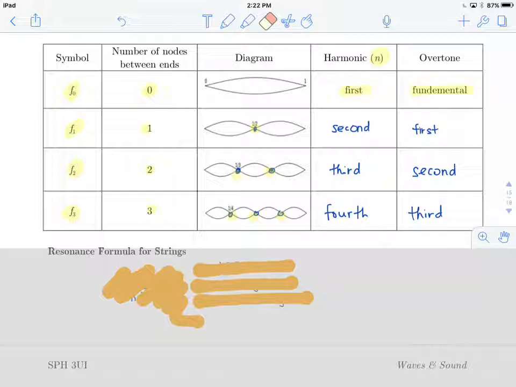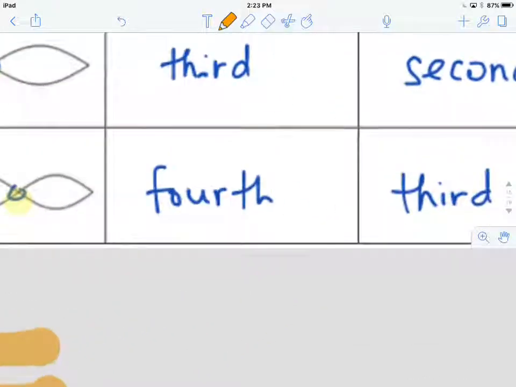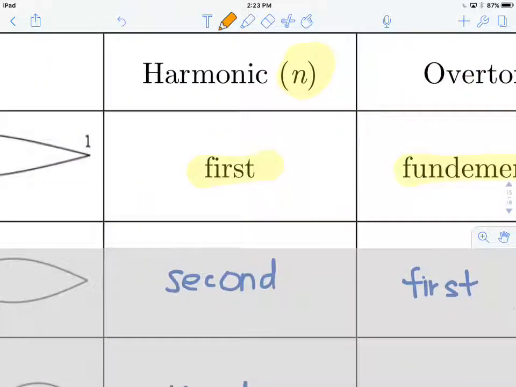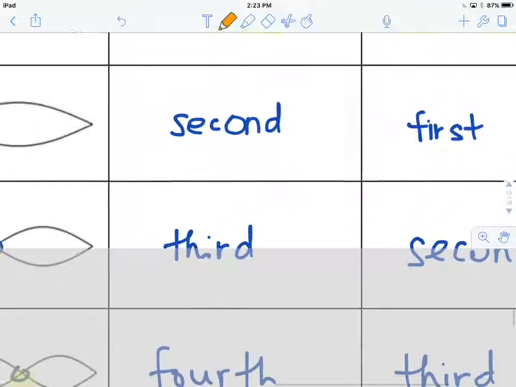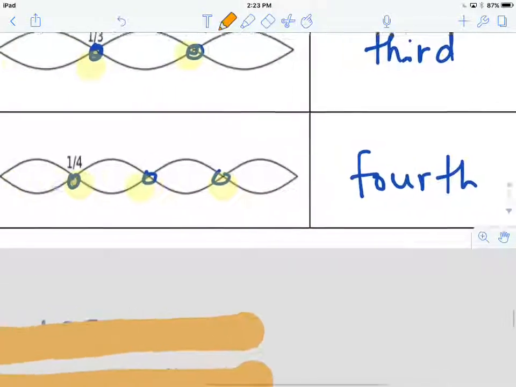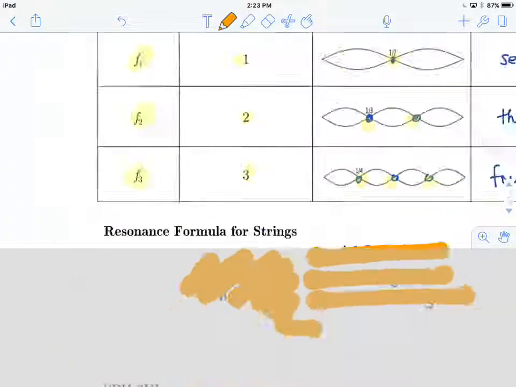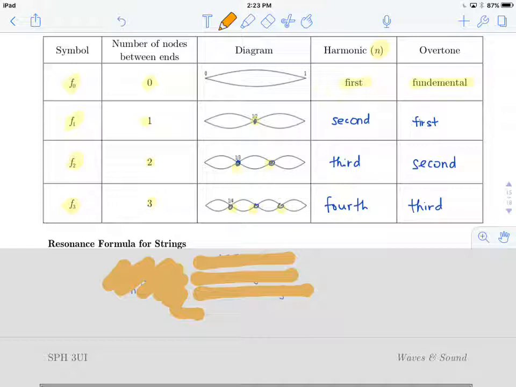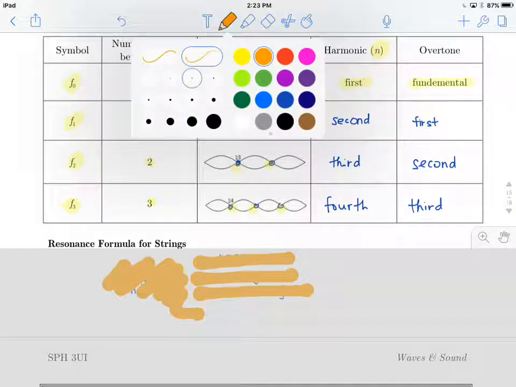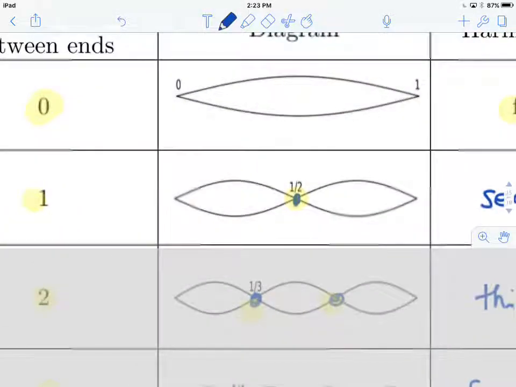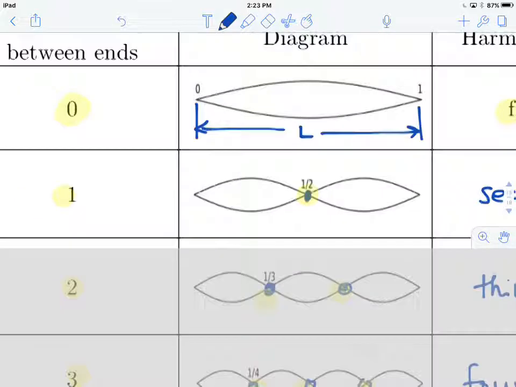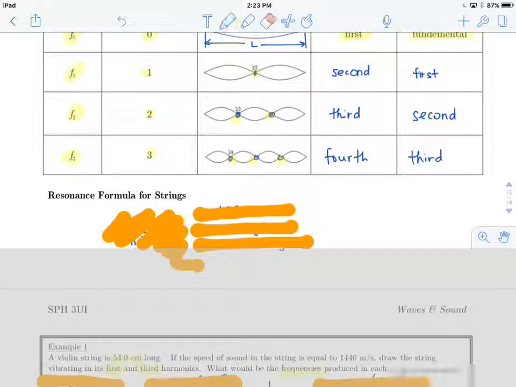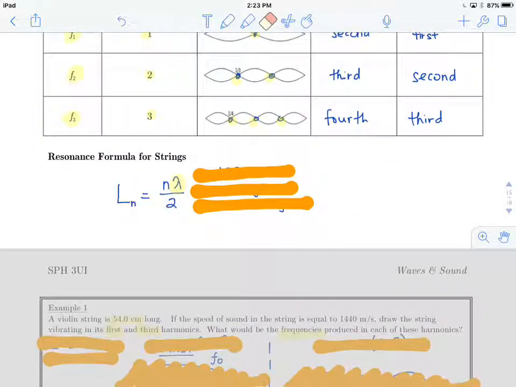So you'll notice that for the fourth harmonic, right here, n equals 4. So this is the n number: n equals 1, n equals 2, n equals 3, n equals 4, and the fourth harmonic has 3 nodes, so it always has one less node. What we like to do is relate this diagram, the length of this string, to its frequency or its wavelength. And that is exactly what we have.